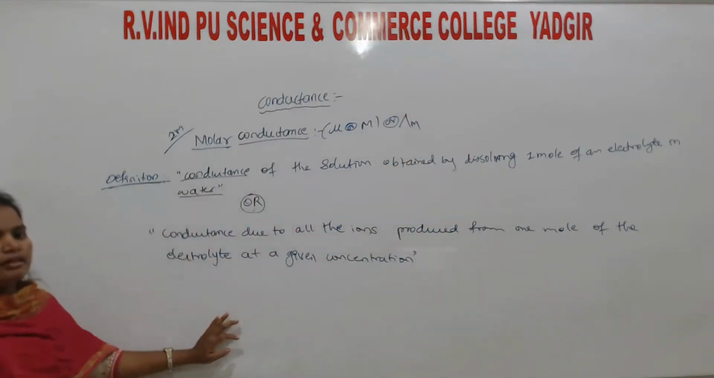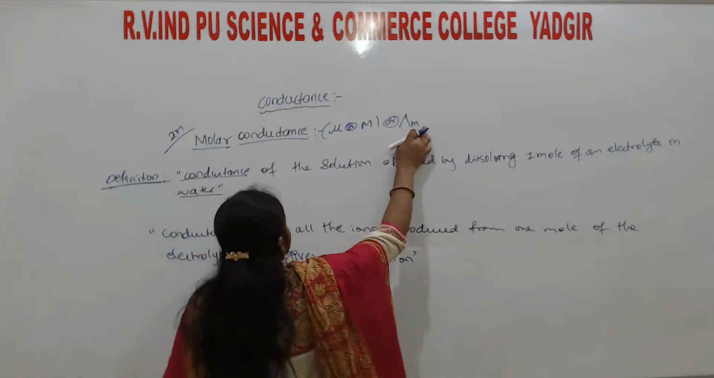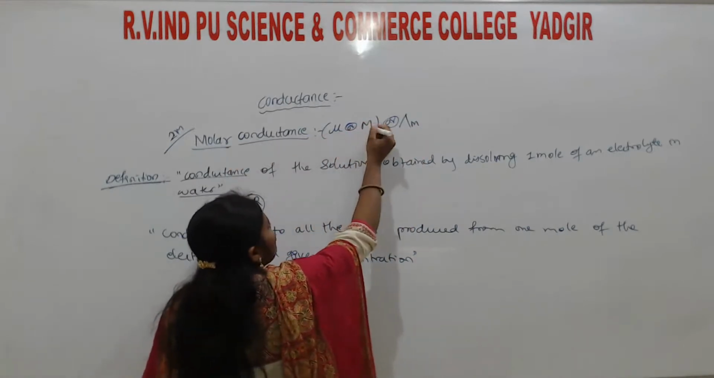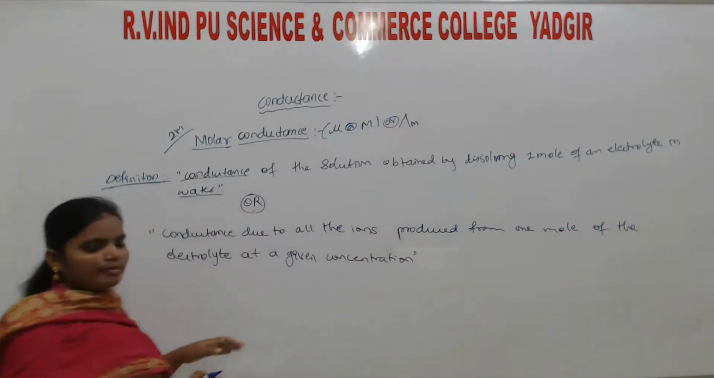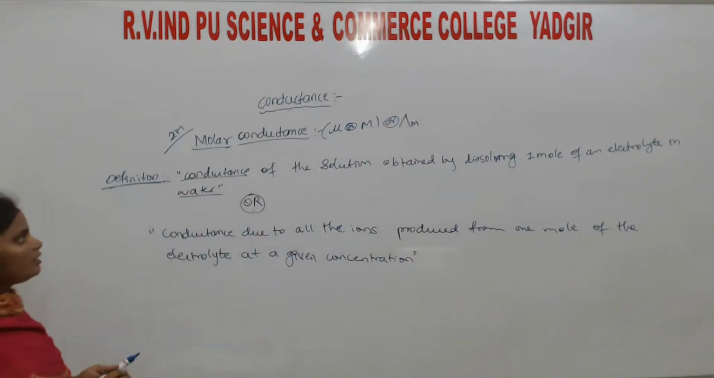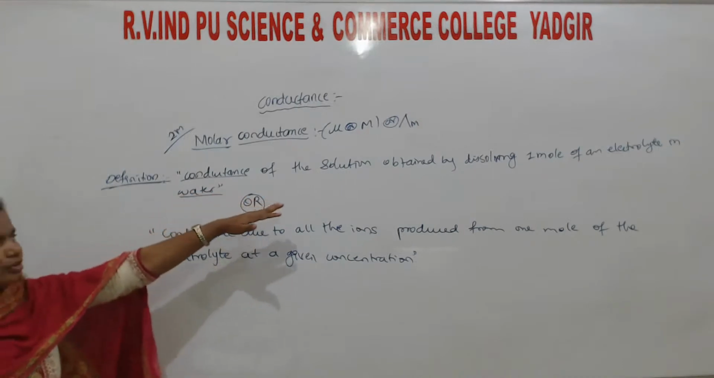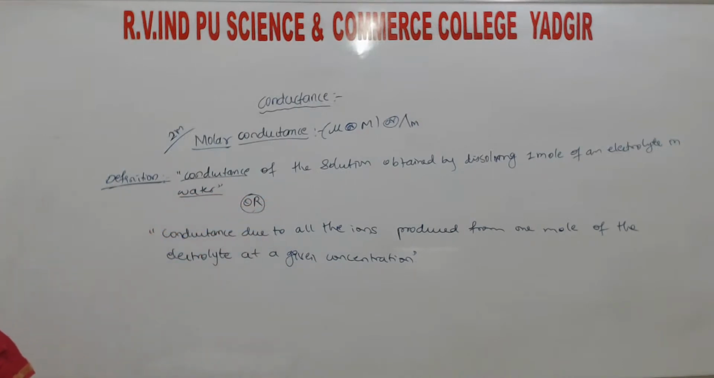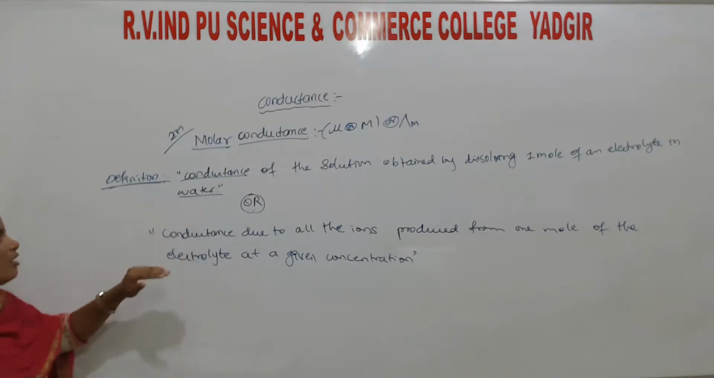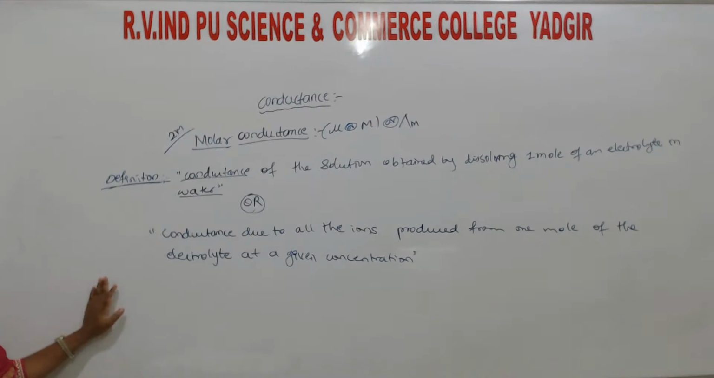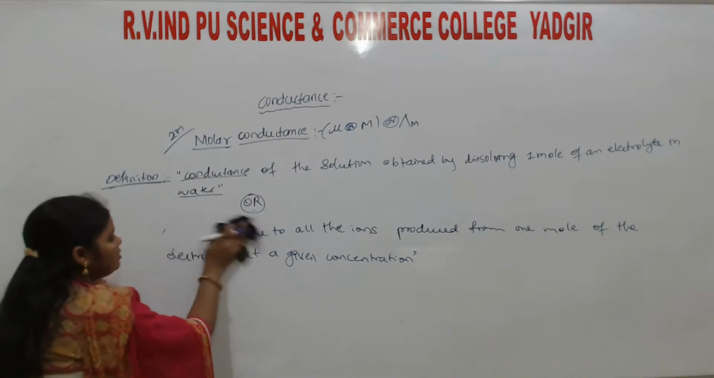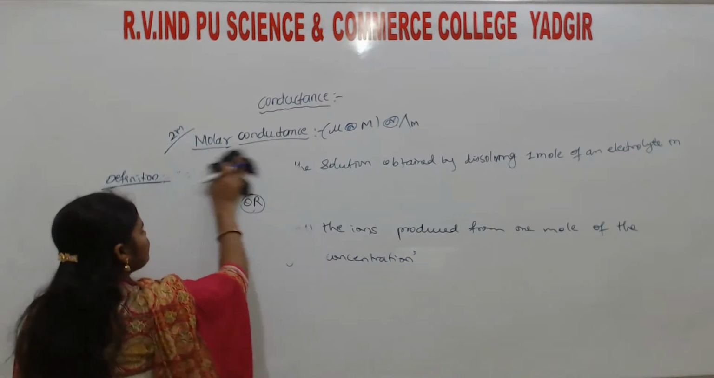Okay, the symbol for molar conductance is mu m or lambda base m. These are the definitions: the conductance of the solution obtained by dissolving 1 mole of electrolyte in water, or the conductance due to all the ions produced from 1 mole of the electrolyte at a given concentration. These are the definitions for molar conductance.